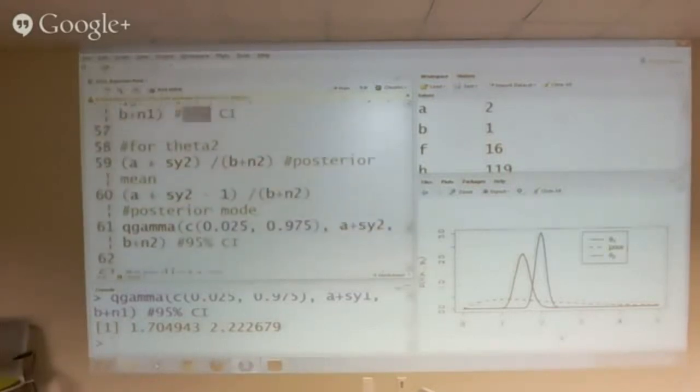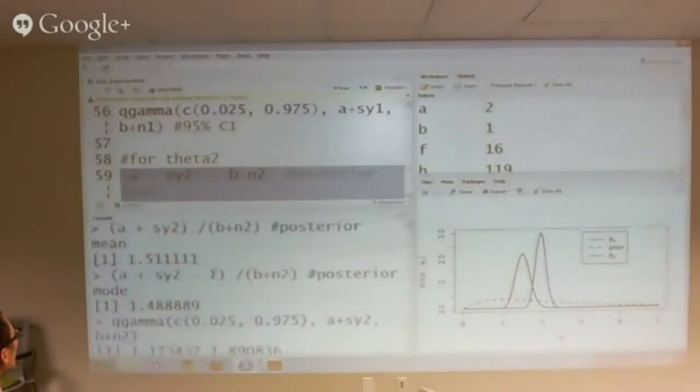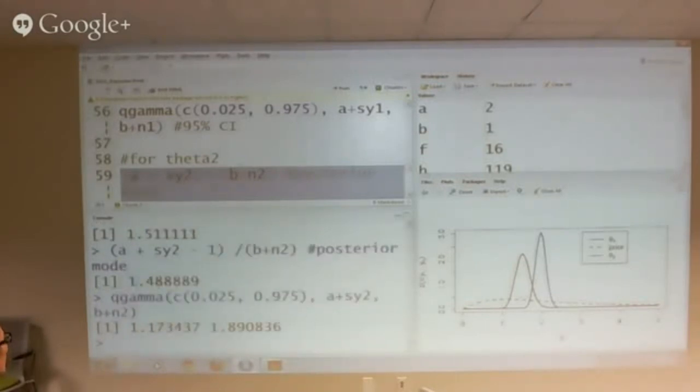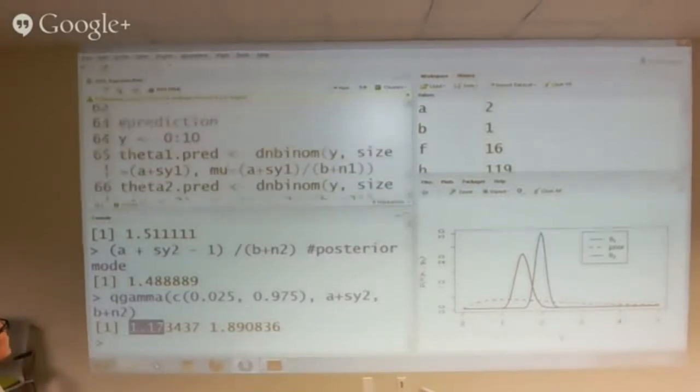And for theta 2, we're going to do the same thing here. For the posterior mean of theta 2, we got 1.5. And then the mode is 1.48. And for the 95% confidence interval, we got 1.17 to 1.89. Okay. And then we use the prediction for these two groups, using some data to test it.